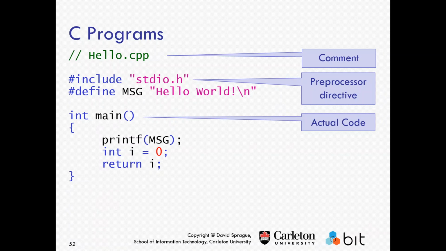Here's my actual code. I will print this message. What is this? This is sort of a find and replace. Everywhere you see MSG, this is actually what's being put in the code: hello world \n. So printf hello world \n. It's being done without your knowledge.